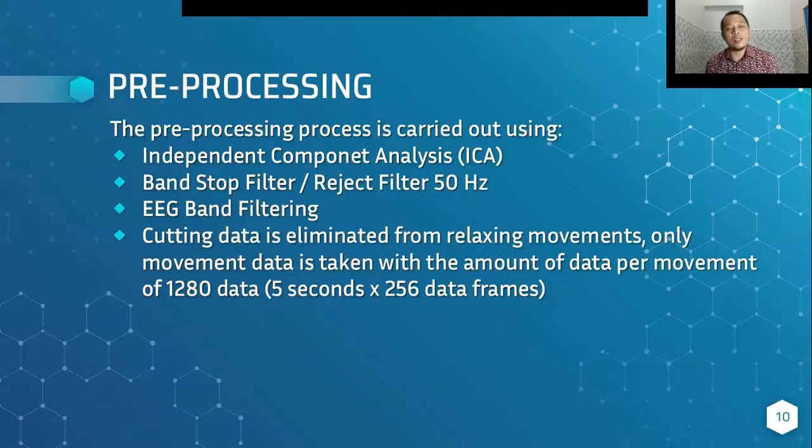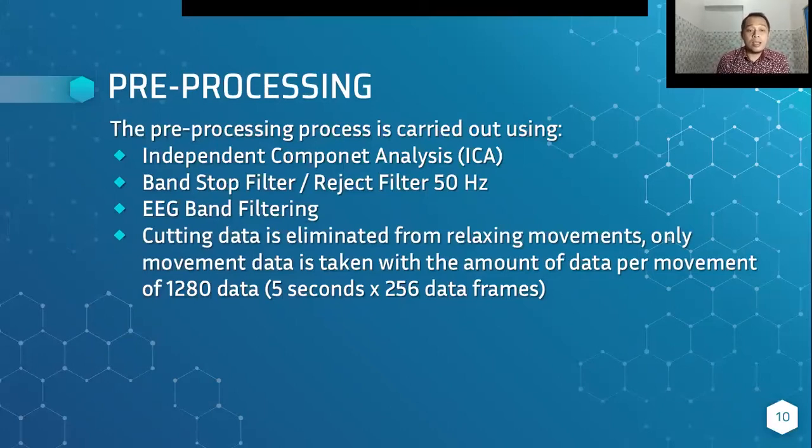Pre-processing. The pre-processing is carried out using, one, independent component analysis, for removing artifacts. Two, a notch filter, reject filter at 50 Hz, to eliminate disruption from the electrical device. And three, EEG band filtering.